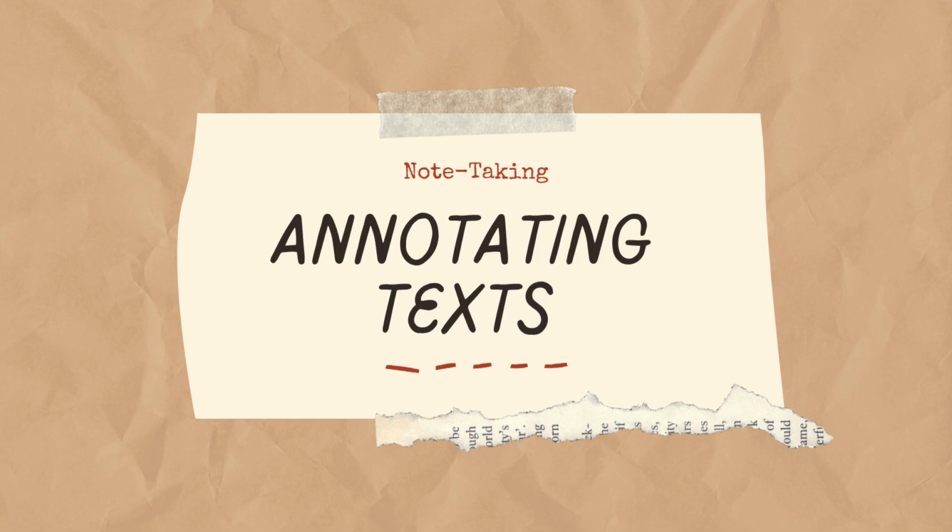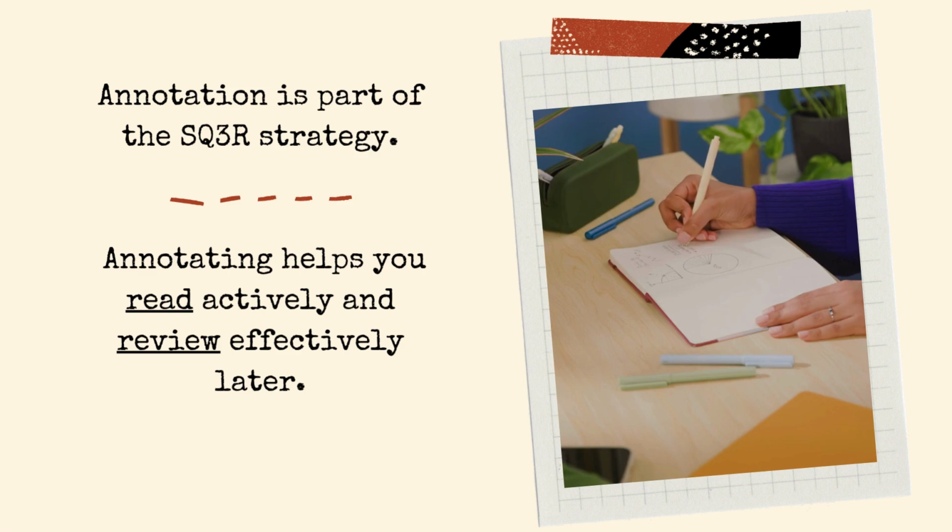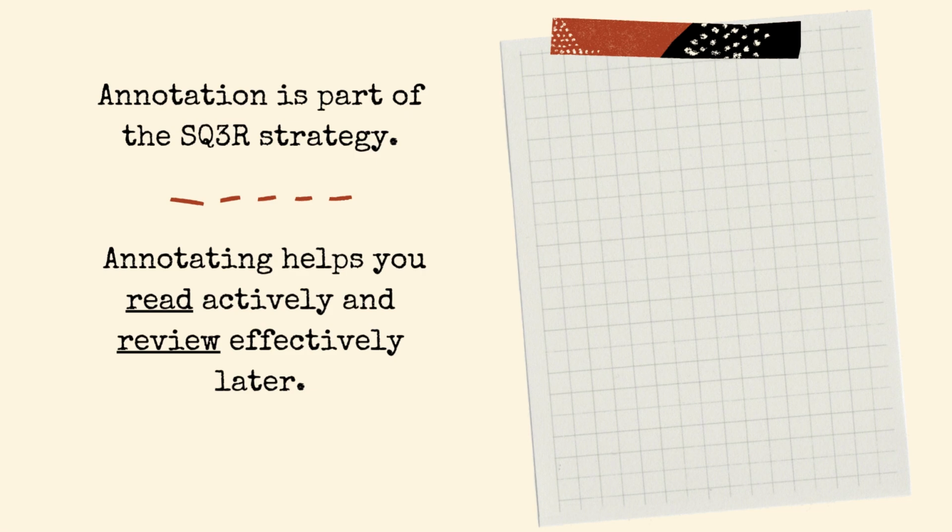This is a simple but powerful skill that will help you become an active reader. So, what exactly is annotation? Annotation means adding notes, symbols, and highlights directly to your text to show your understanding, your reactions, and your questions. So, in a way, you are interacting with the text. Think of it as a conversation between you and the author.